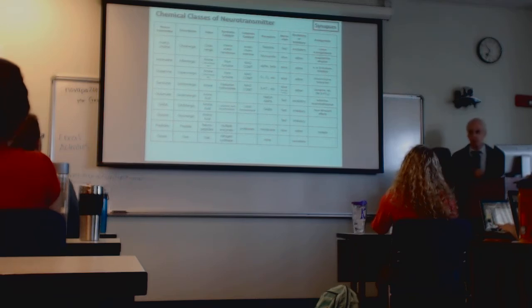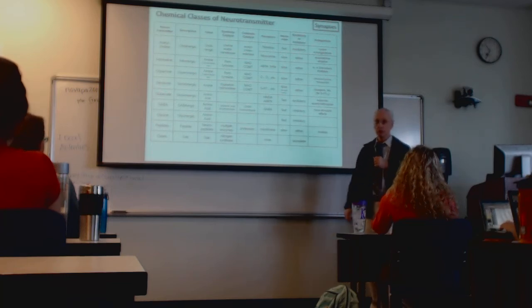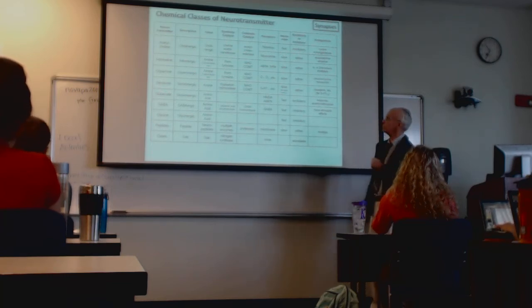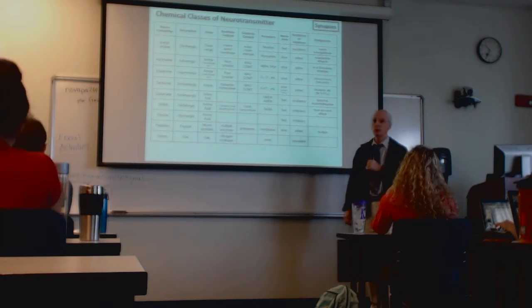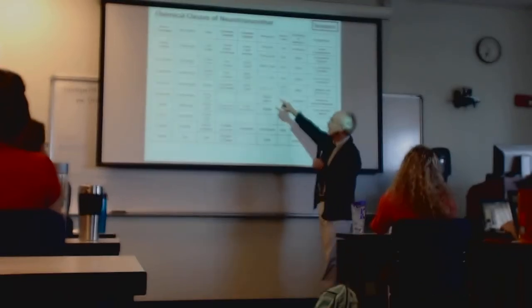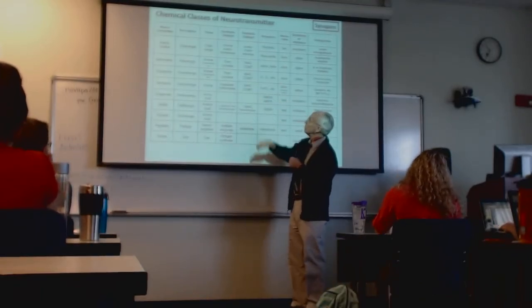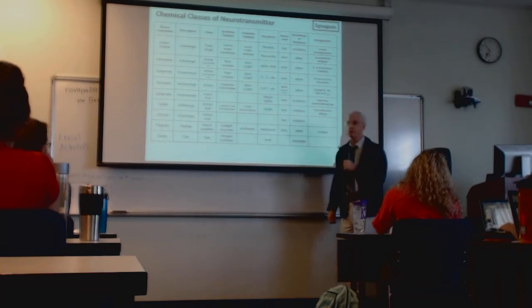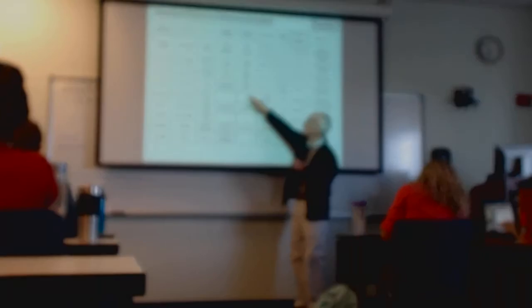Now, in addition to the enzyme associated with synthesis, you should know a few of the enzymes associated with breaking down, degrading that neurotransmitter. So for acetylcholine, it is acetylcholinesterase. For the amines, we have two of them we need to pay attention to, MAO and COMT. MAO is monoamine oxidase, and COMT is catechol-O-methyltransferase.